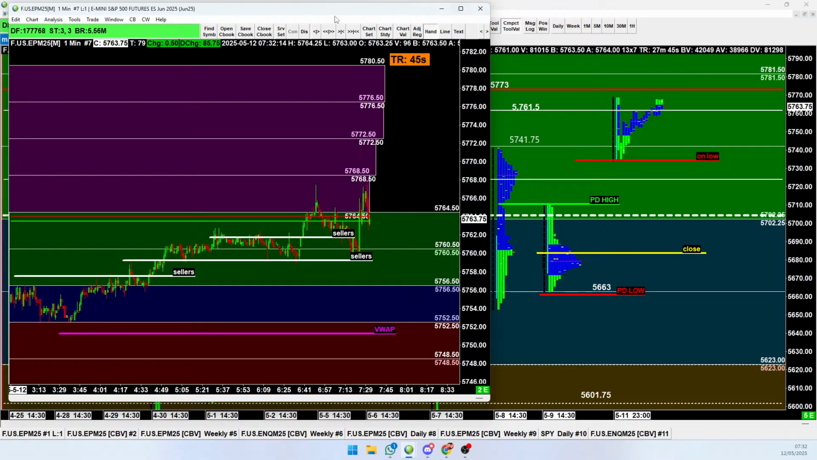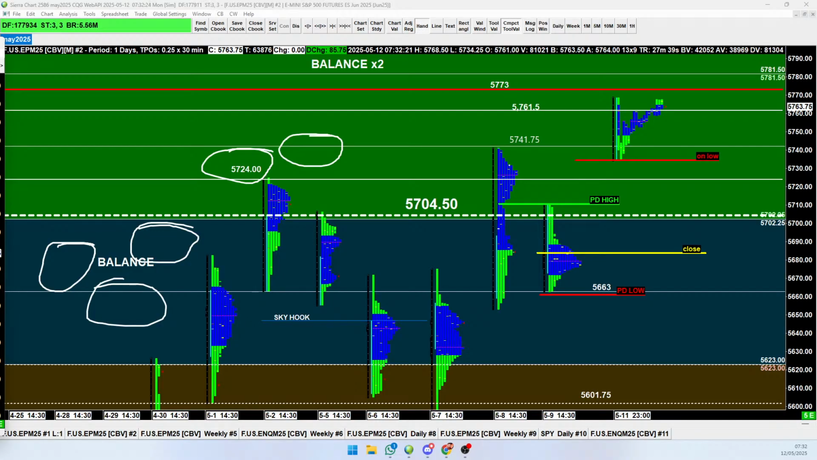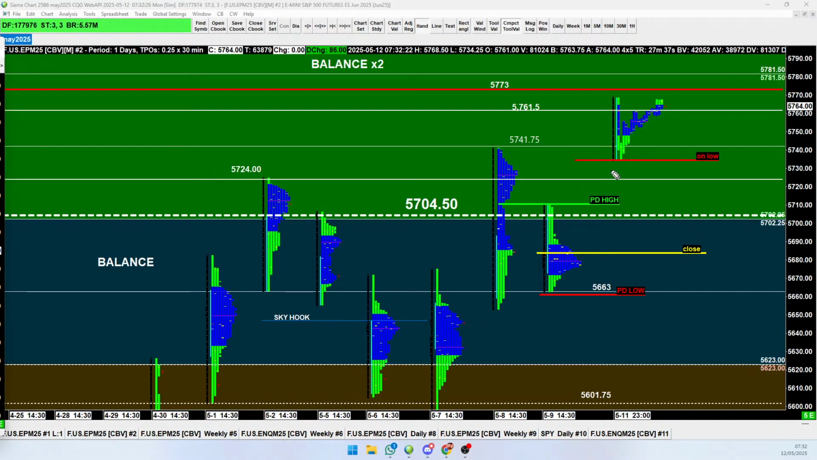Let's go take a look at what's going on here. So we're gap higher. There's Friday's high. There's tonight's low. We have a gap right here. And it's a little bit of news.